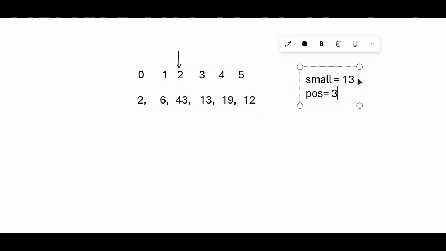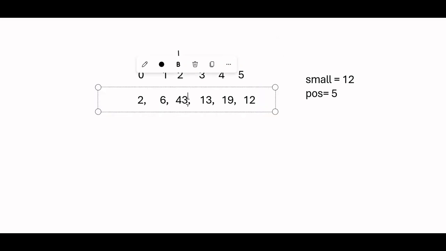12 and 13, so 12 is smaller, so I'll have my 12 updated to small, and the subscript where 12 was found, that will be a 5. Now at the end of that iteration, the element in the kth position and the element in position pos should be swapped. That is 43 and 12 should be swapped. So 12 will come here and 43 will go to where 12 was.